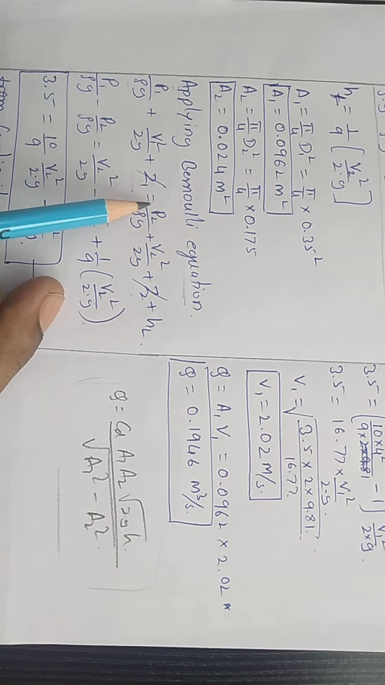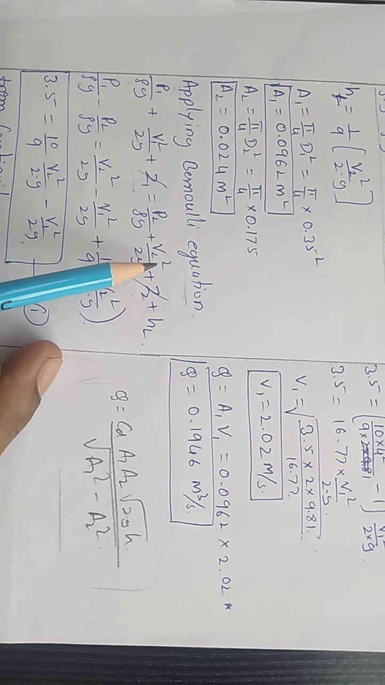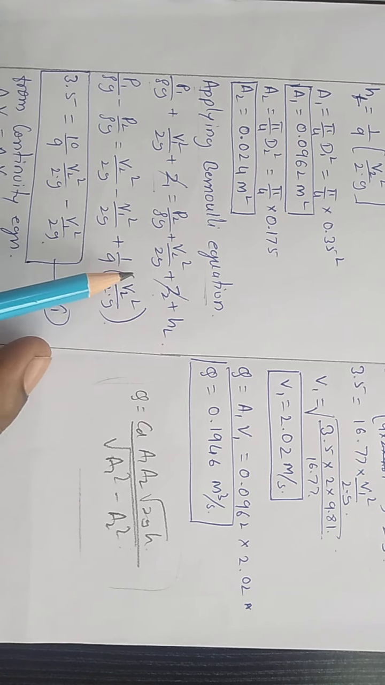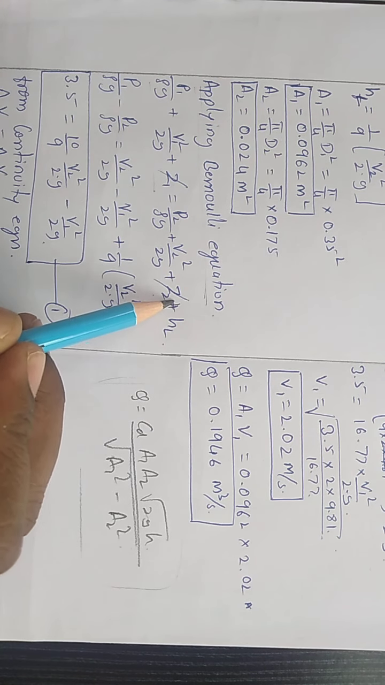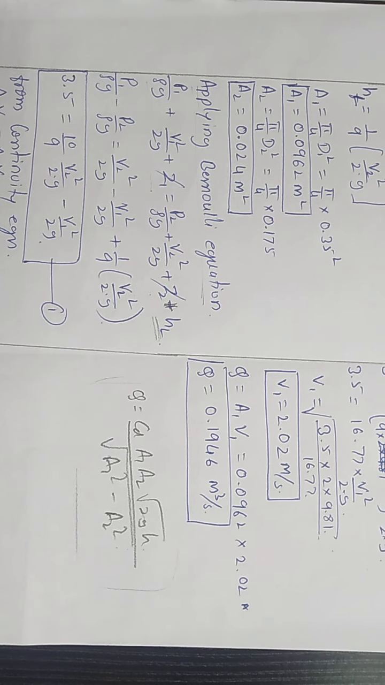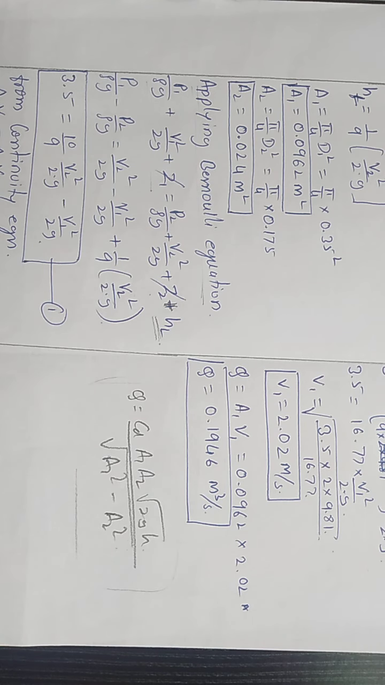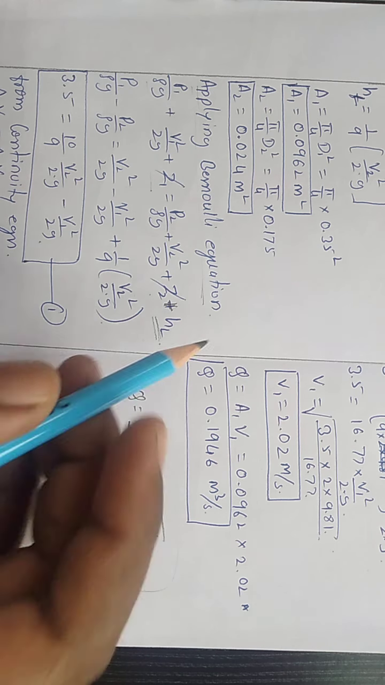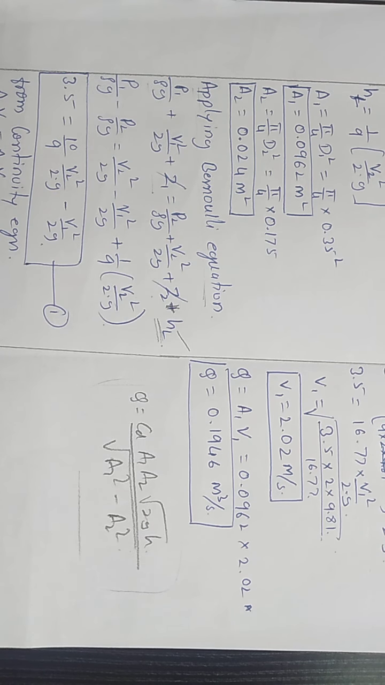by 2g plus z2. Z1 and z2 are equal, so they cancel. One more important thing is that I have added the head loss here. The difference of energy before the Venturi meter and after the Venturi meter is a pressure head loss, and that loss is denoted by HL.